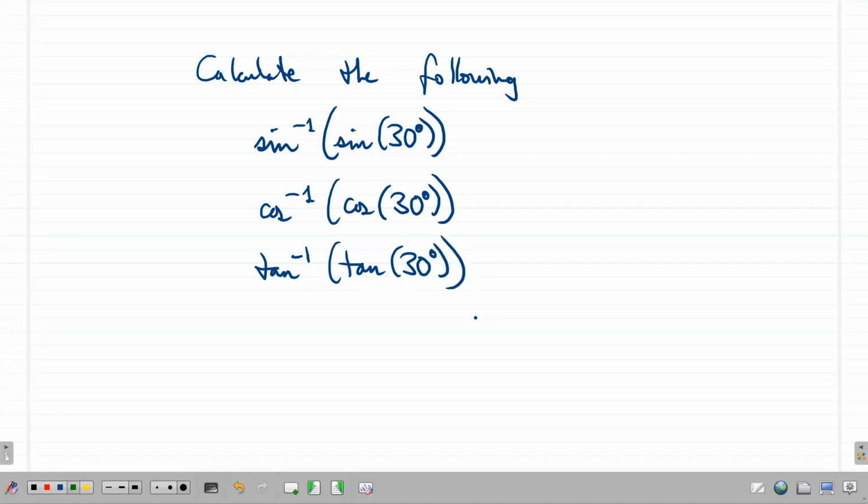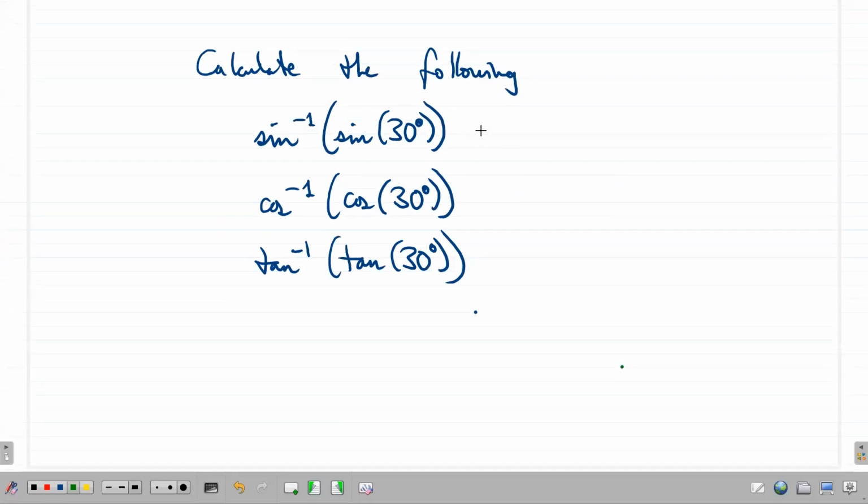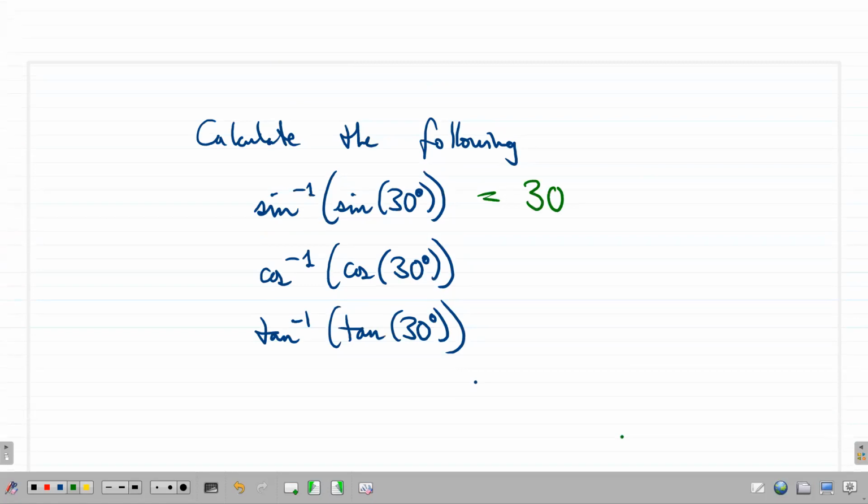Now, just remember, the inverse function undoes what the original function does. So sort of in my soul already, I know what the answer should be. In each case, surely the answer should be 30 degrees. So I'm expecting the following values. I'm expecting 30 degrees, 30 degrees, and 30 degrees.